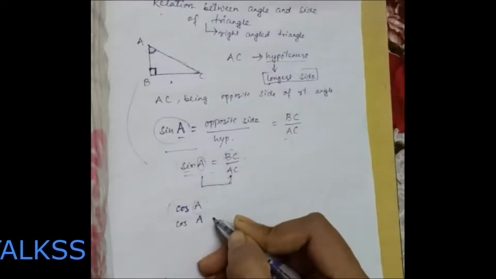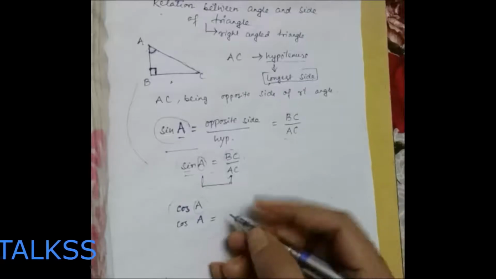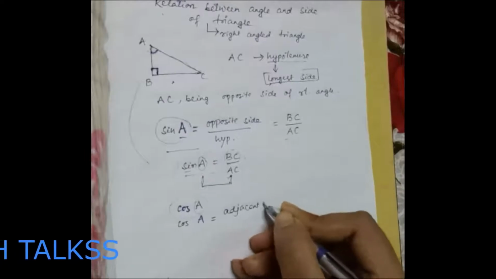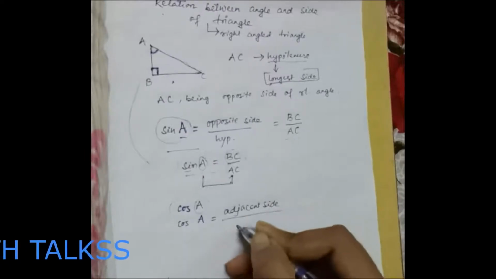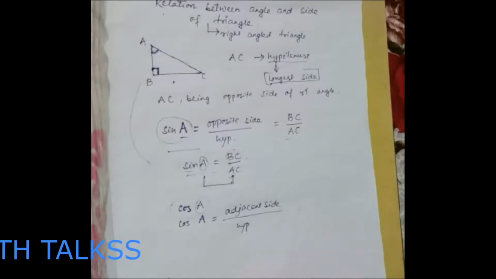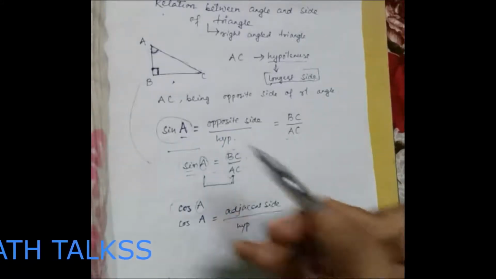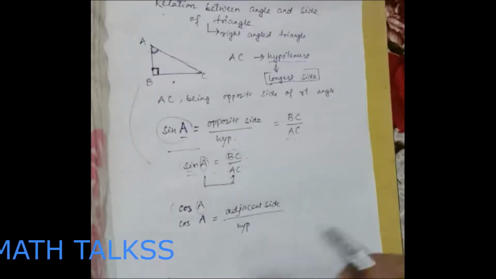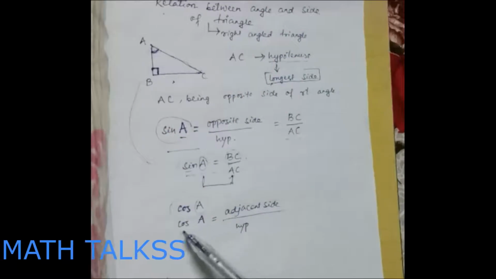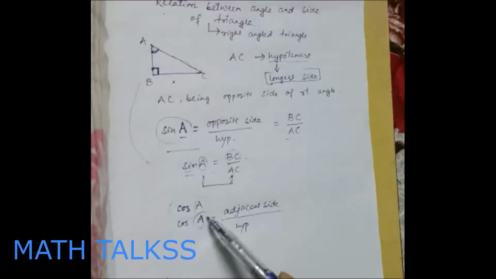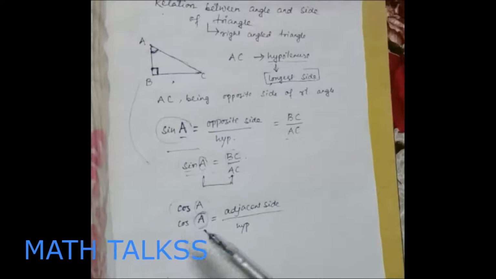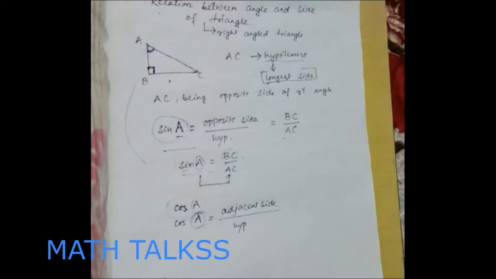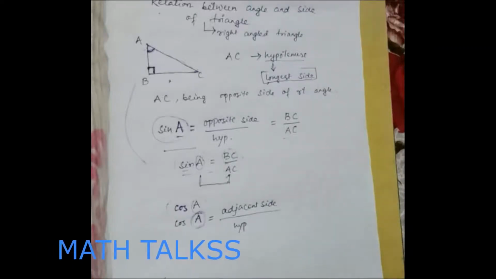Now what is the definition of cos A? The definition of cos A will be adjacent side by hypotenuse. Now what is the adjacent side of angle A? Since we have considered this angle as A. If we had considered angle B, that means we would have cos B, and I am showing that after some time.